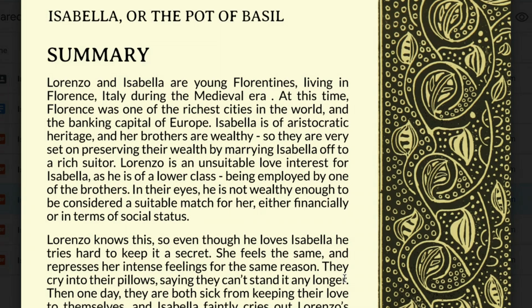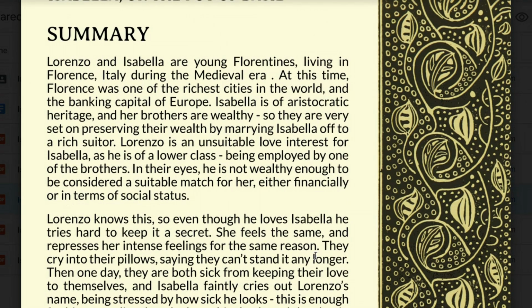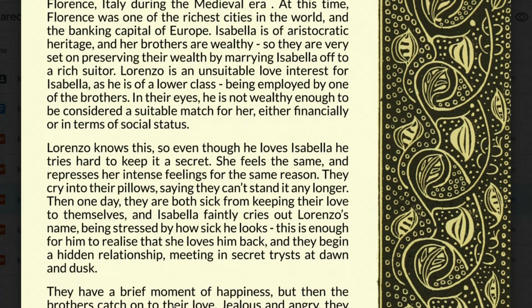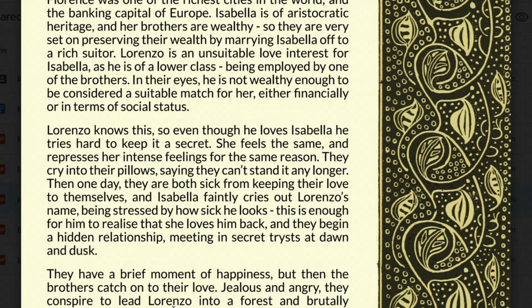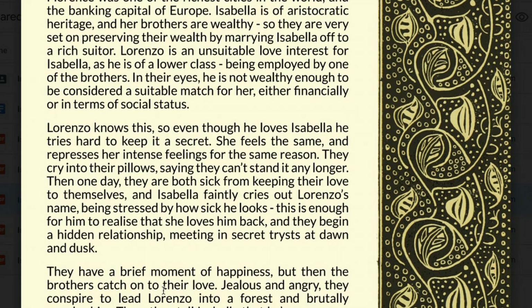So Lorenzo is unsuitable because he's employed by one of the brothers. He works for the brothers. I don't know if it's one of them or both actually, but he works for them. So in their eyes, he's lower than them. He's not suitable as a match for her, either financially or in terms of social status. So they're not a good match in terms of society. But as we see, they are a good match in terms of personality and spirituality.